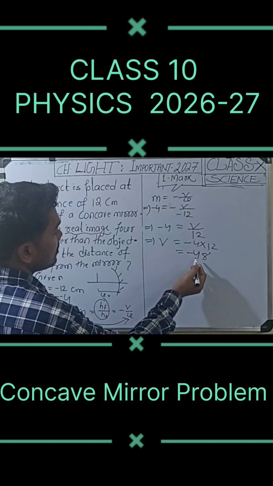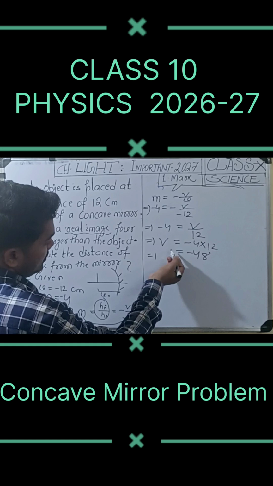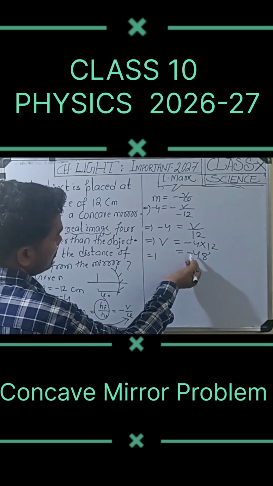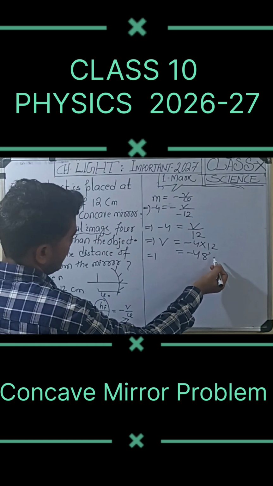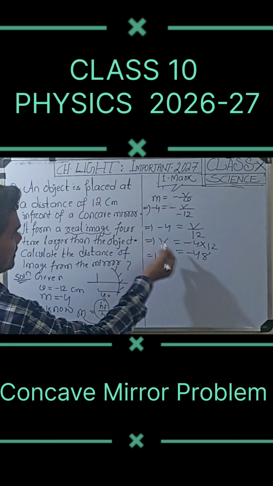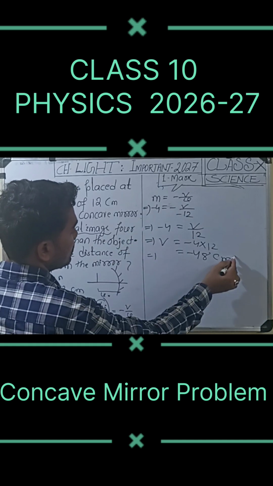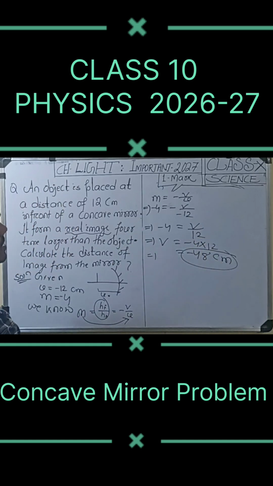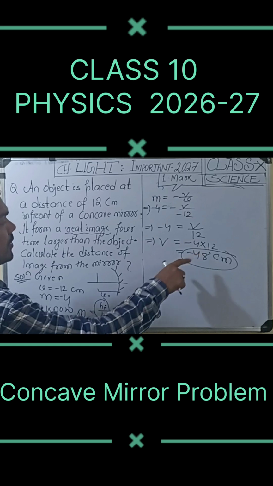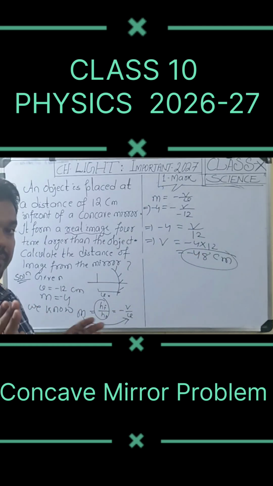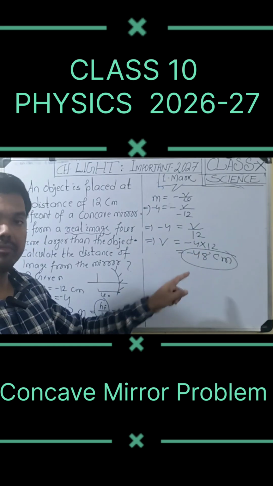As you know, the value of v you got is v = minus 48, and the unit given here is centimeter, so I have to put centimeter. So the image distance is, students, what? 48 centimeter from the left of the mirror, as the sign you got is minus.